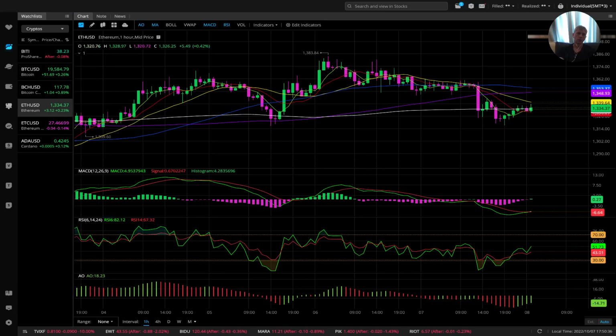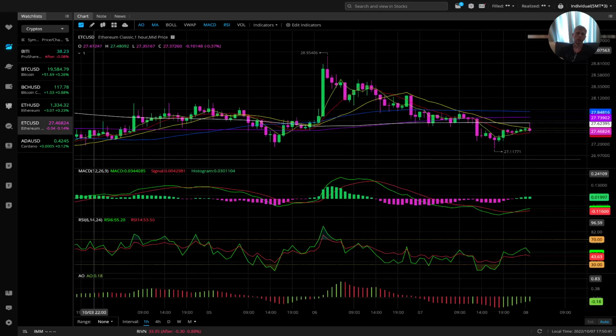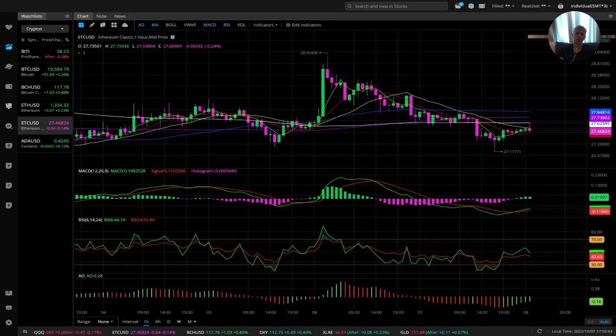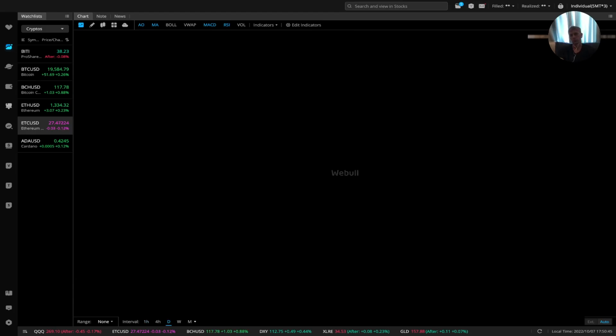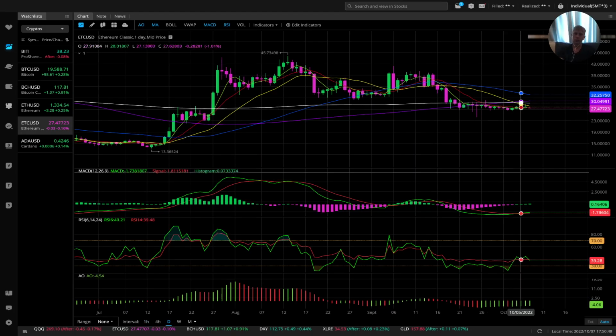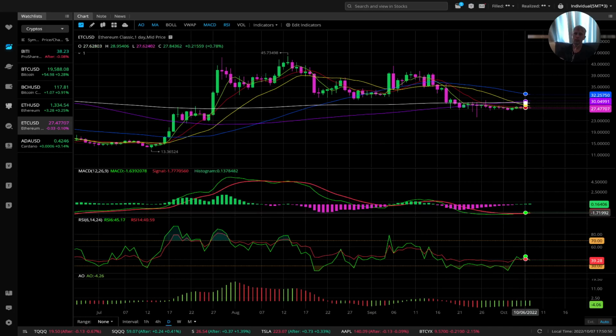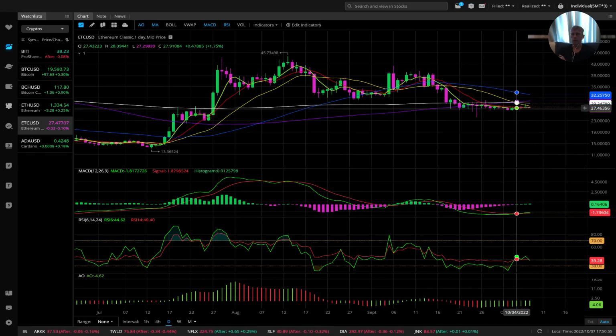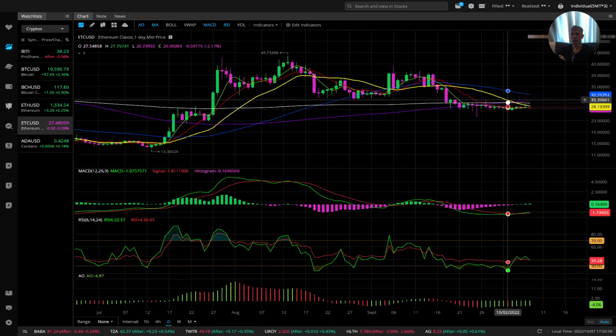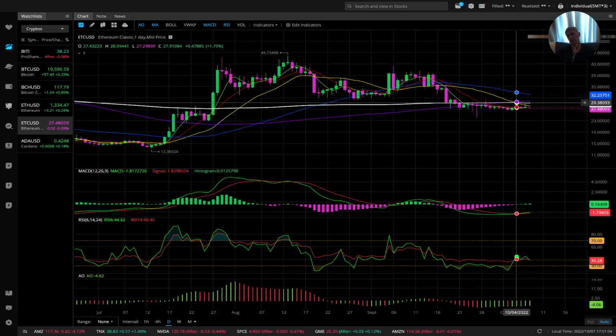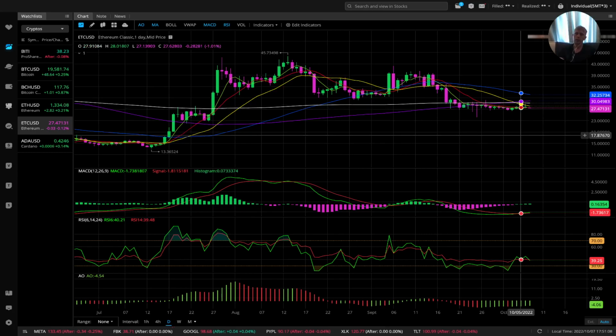Okay, let's move to Ethereum Classic. Ethereum Classic on daily. MACD is still in a bullish trend. The last bar is below all moving averages and MA 20 crossed over MA 200. It's a bearish trend. It's kind of mixed mode.